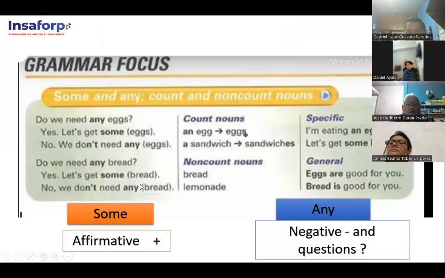So remember, we can use some and any with both, but some is only used in affirmative sentences. Some is always in affirmative. Any is used only in negatives and questions. For example, I ask you, do you have any questions? I'm using any in a question, right? Do you have any questions, guys? No? Yes, maybe. No, I don't have any questions. It's clear. Okay, it's clear.